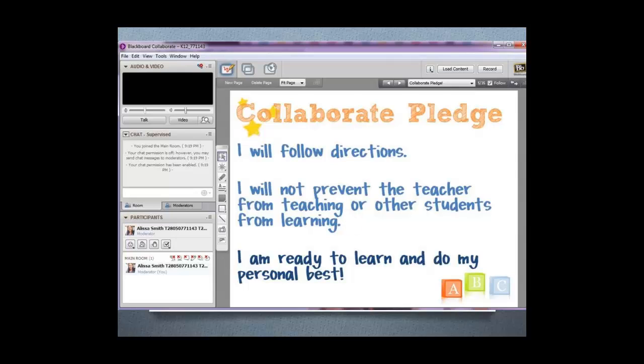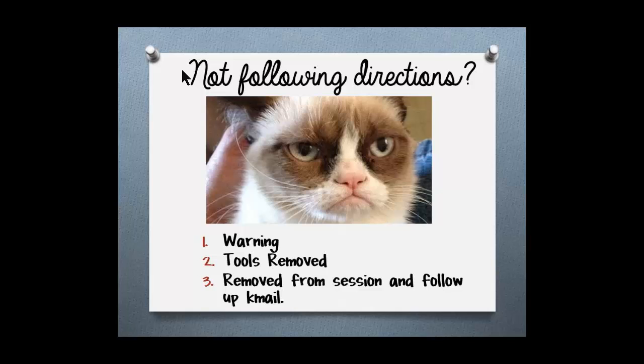With that being said, we are going to start implementing steps for students that are not following the directions. The first time that it happens, it'll be a warning. Hey, I noticed that my friend, Joe, scribbled on the screen. Let's not do that again. If it happens again, then we're going to go ahead and remove their tools. They'll still be in the session, but they won't be able to actively participate because their participation is preventing us from teaching or the other students from learning. It's distracting.